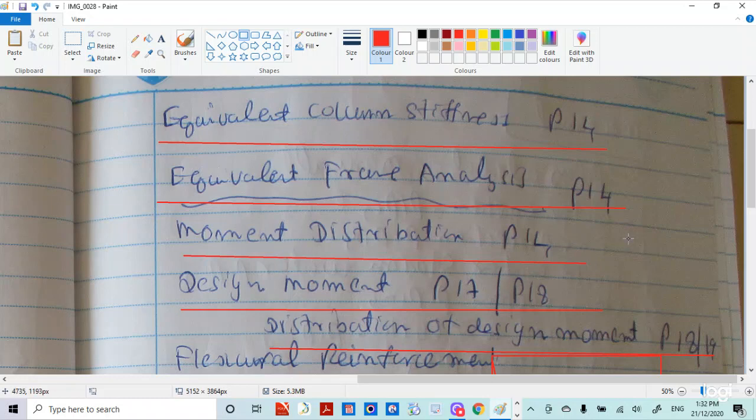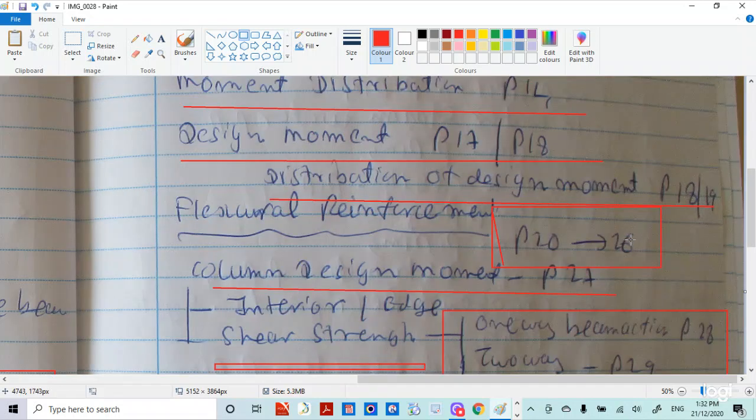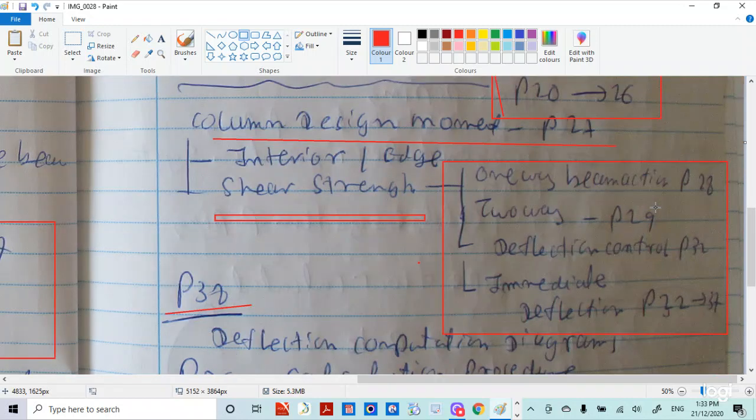Then we have to calculate the moment distributions on page 14, and the design moment is on pages 17 and 18. Then we have the distribution of the design moment on pages 18 and 19, and the flexural reinforcement moment on pages 20 to 26. After that we have to calculate the column design moment on page 27. Then we have to do the interior shear, edge shear, and the shear strength.